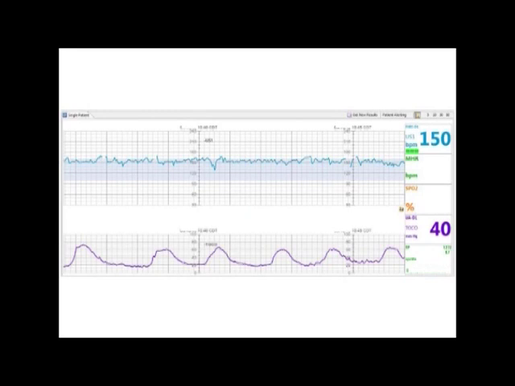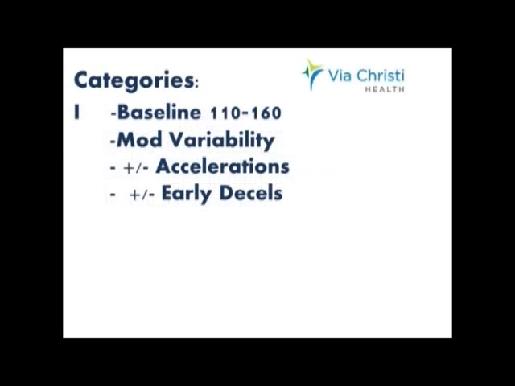Yep, it's category 1, which, just to review, has what baseline? 110 to 160. What type of variability does a category 1 have? Moderate variability. Do accelerations need to be present for category 1? Nope, they don't have to be, but if they are, that's fine. And then what type of decelerations can you have in a category 1? Can you have any? You can have early decelerations, and those are the only type of decelerations that you can have.